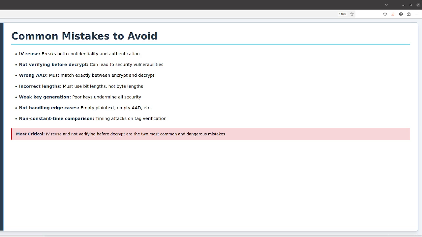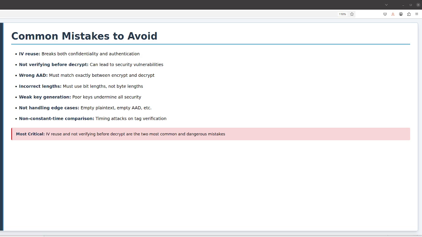Mistake number 5 is using weak keys. GCM is only as secure as the AES key. If you generate keys poorly, such as deriving them from passwords without proper key derivation functions, or using predictable seeds for random keys, you undermine the security. Always use cryptographically secure key generation.